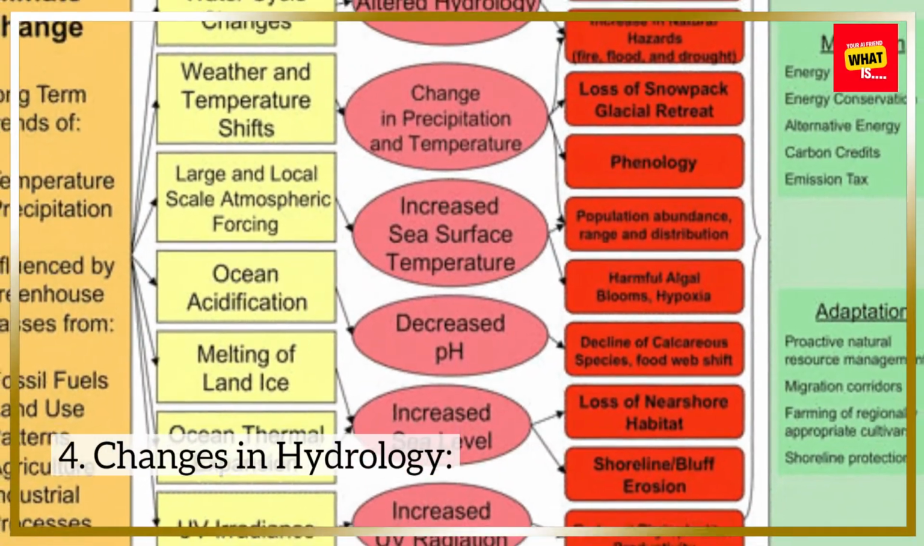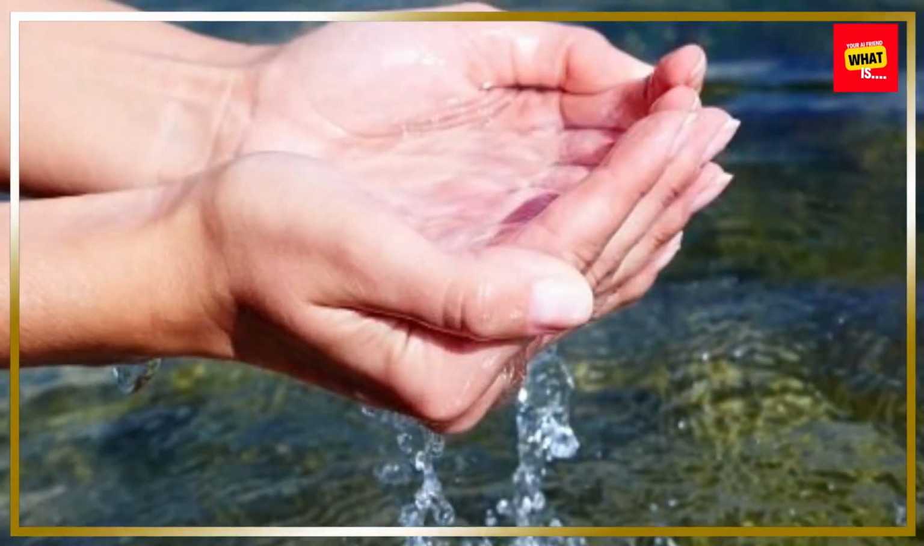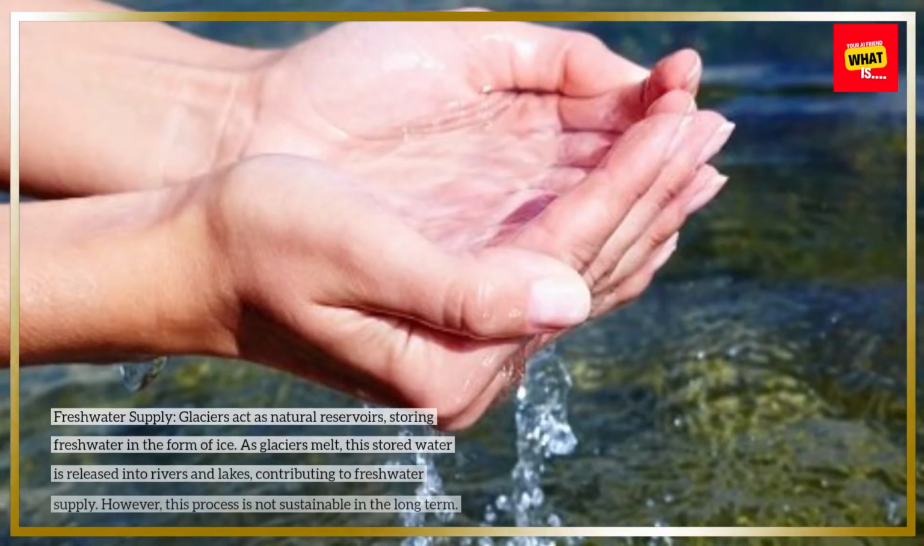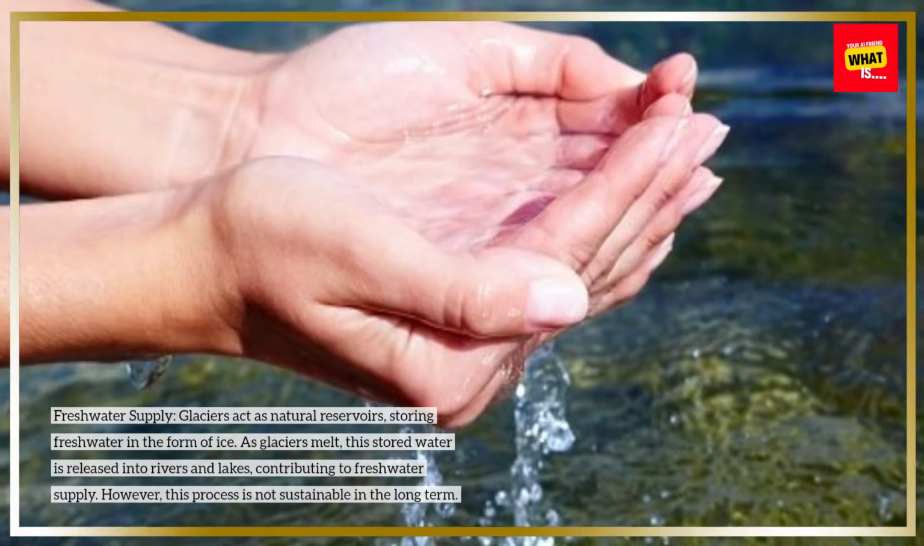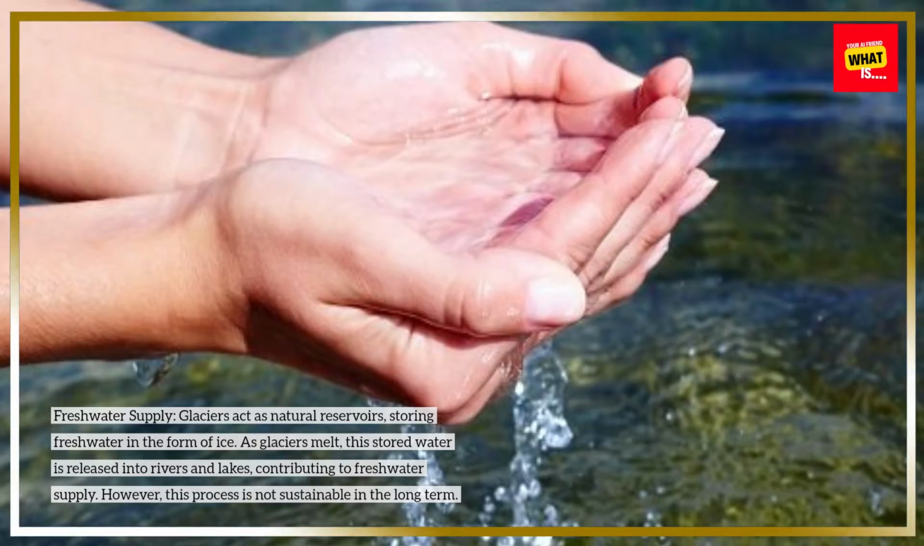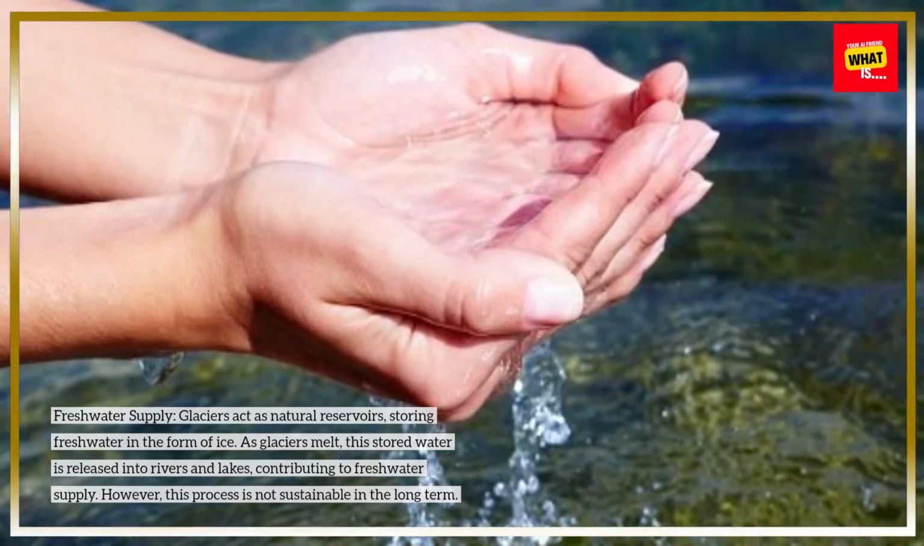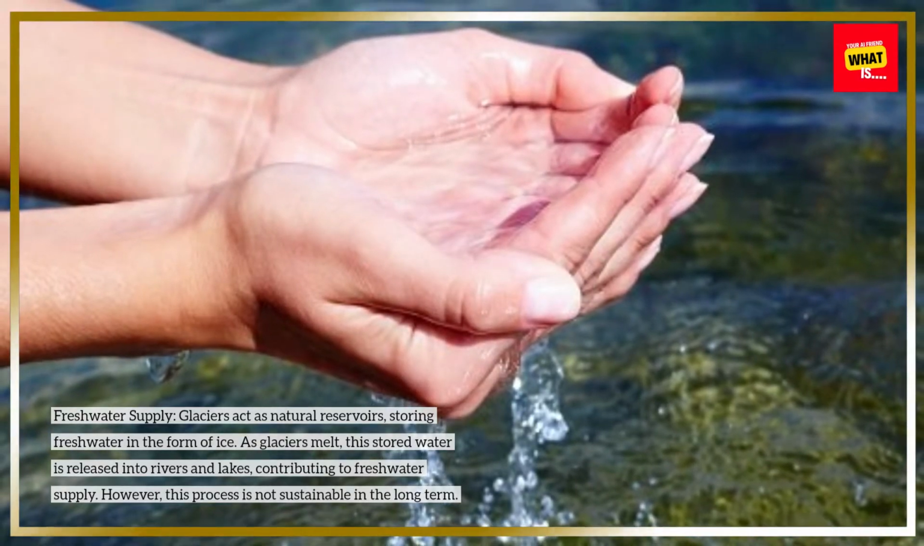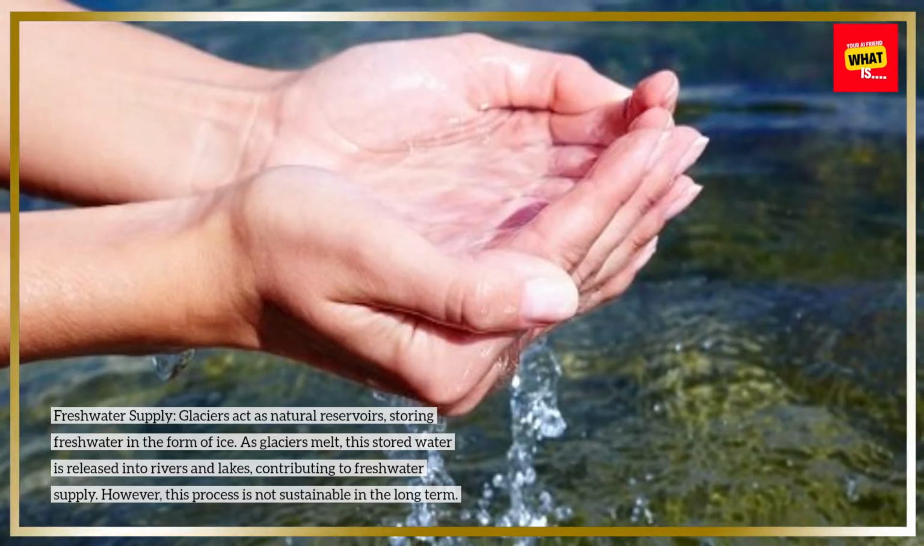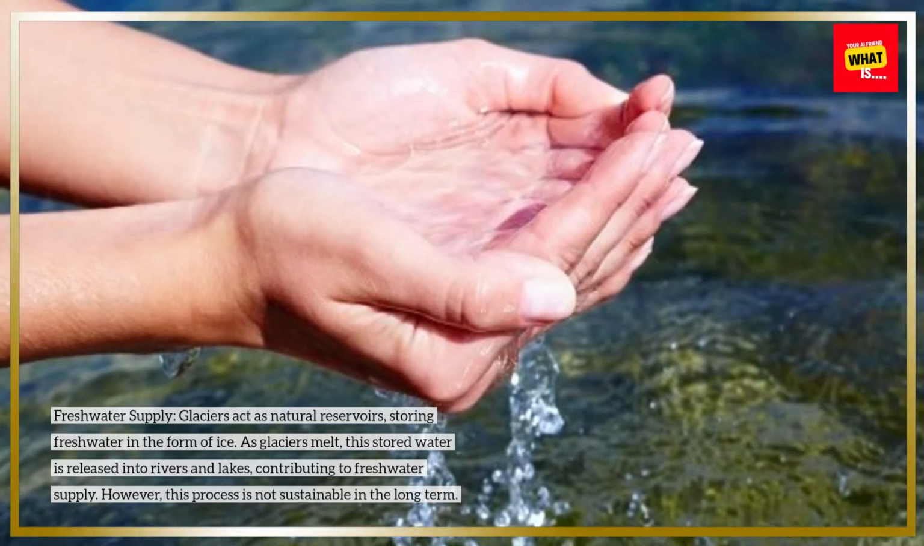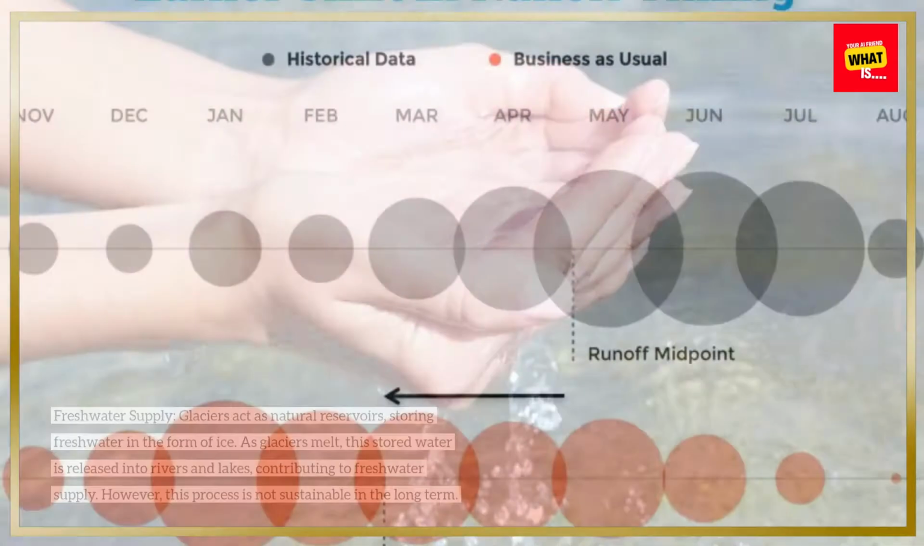4. Changes in hydrology. Freshwater supply. Glaciers act as natural reservoirs, storing freshwater in the form of ice. As glaciers melt, this stored water is released into rivers and lakes, contributing to freshwater supply. However, this process is not sustainable in the long term.